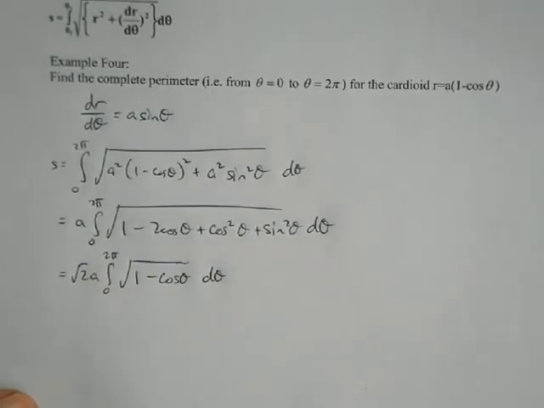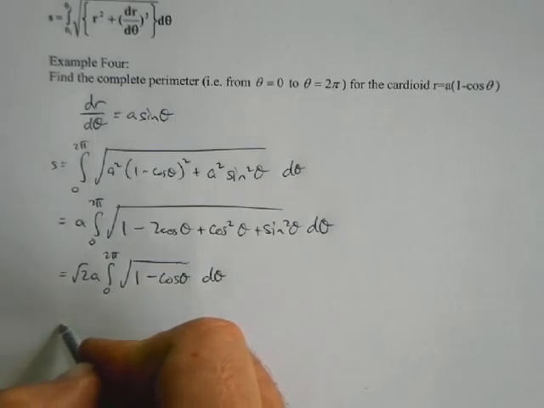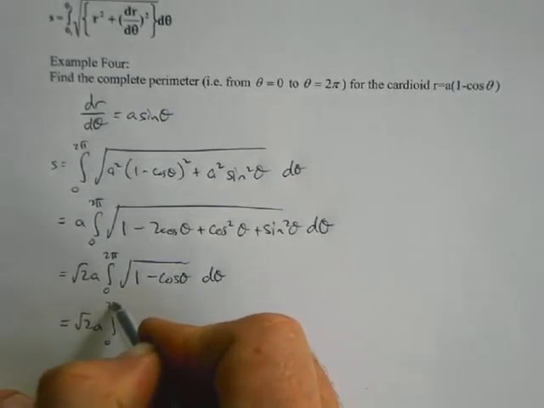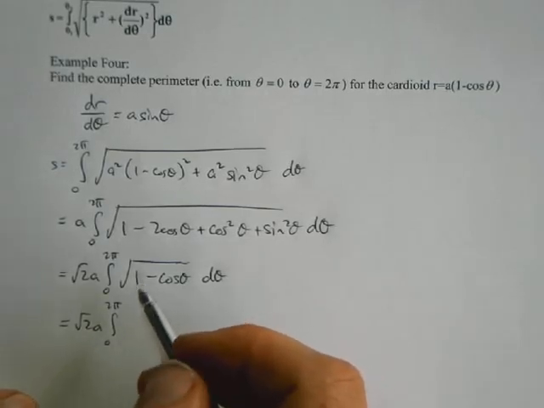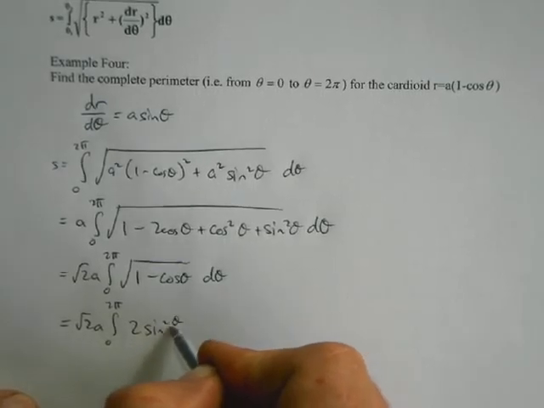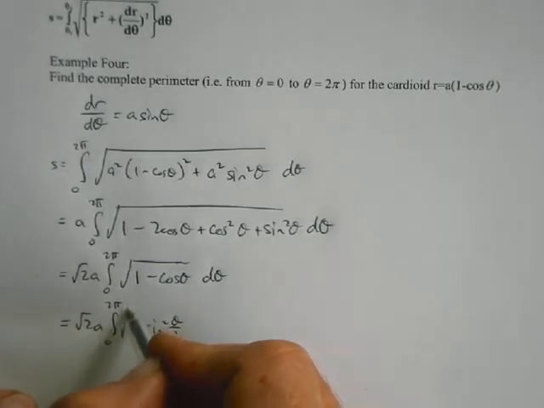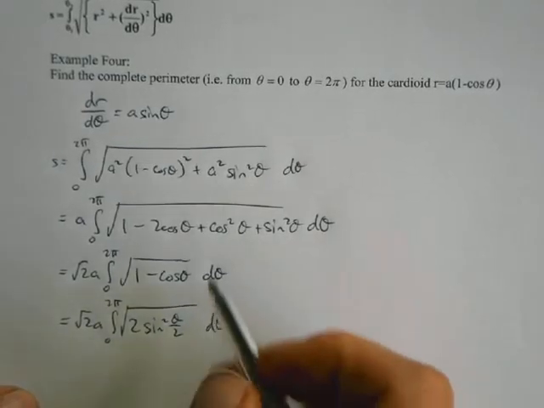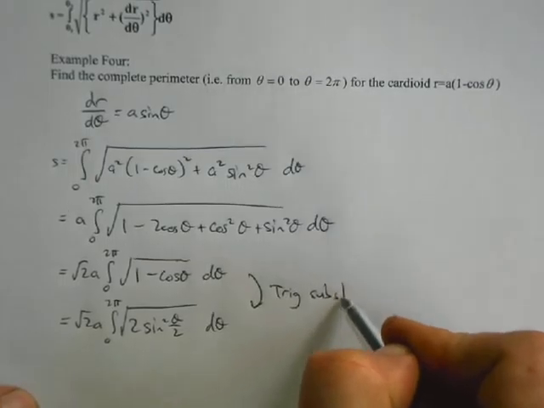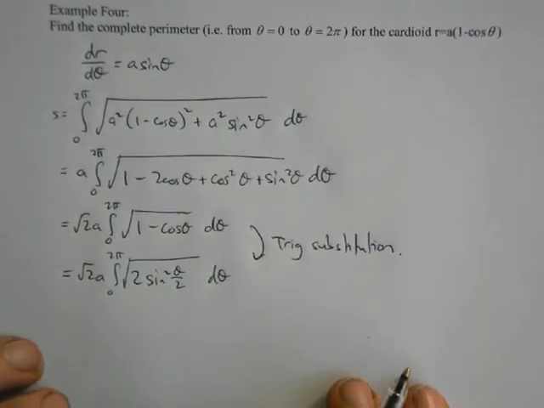Okay, so then we've got to figure out a way of integrating the square root of 1 minus cos theta. So the simple thing to do is to make that standard trig substitution. So we get root 2 a integral from 0 to 2 pi, and 1 minus cos theta is the same as 2 sine squared theta over 2, and that's all square rooted. If you're not sure about that, look up your formula sheet for trig substitution, one of the standard ones.